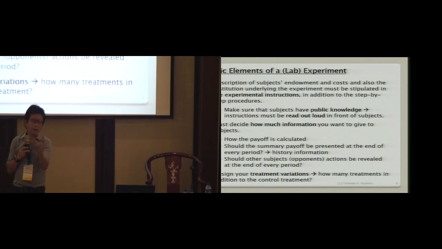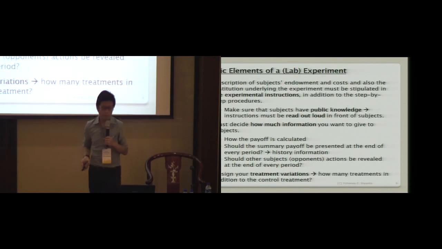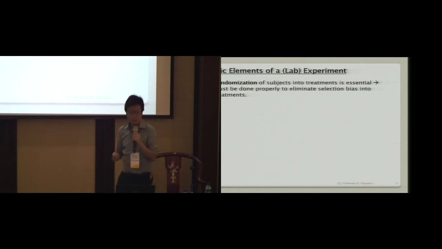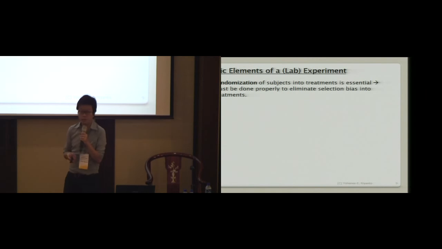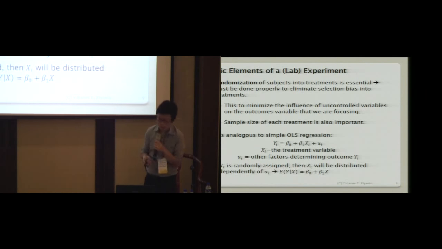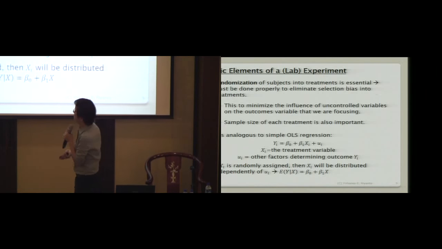Okay? So in the example of energy labels, there are many different labels there. So you might want to see the impact of all of those labels, and you might run a separate treatment for each label, see how people behave towards that label. Okay? Now, randomization of subjects into treatment is essential. So this must be done properly to eliminate selection bias into treatments. Okay? So all of this is important. So this is about randomizations.